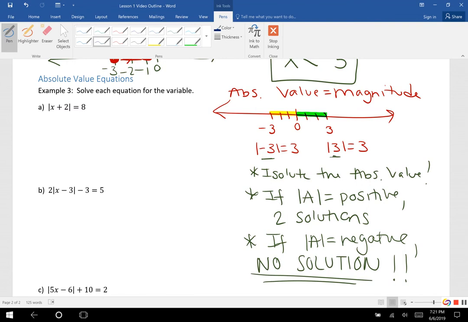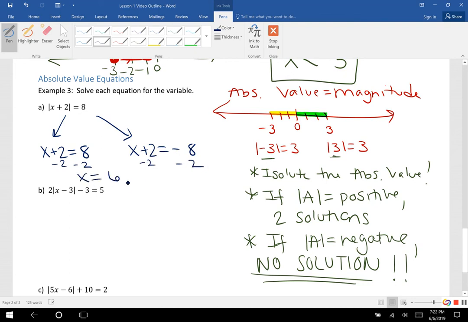So let's see how this works with some examples. If I want to solve absolute value of x plus 2 equals 8, 8 is a positive number. That means there's two possibilities. The x plus 2 could equal positive 8, or the x plus 2 could equal negative 8. And then to solve these equations, we would just minus the 2. So I've got two answers, x equals 6, or x equals negative 10.